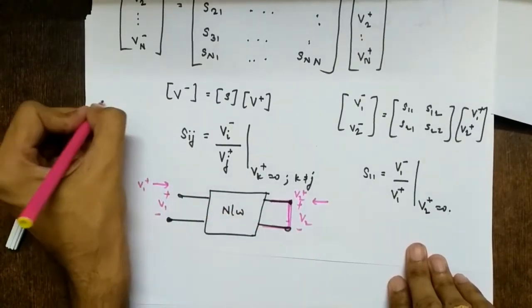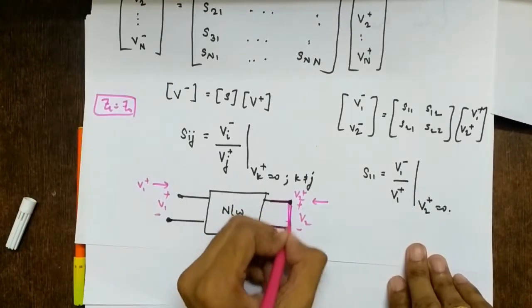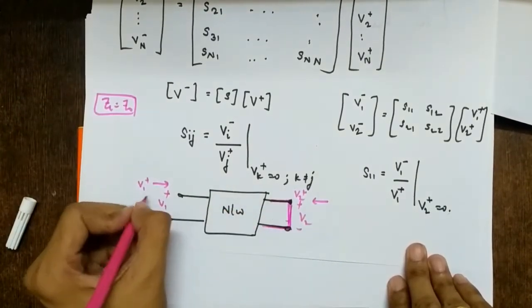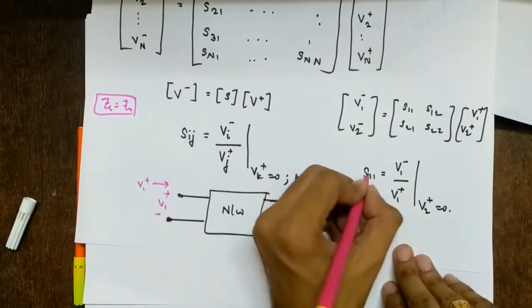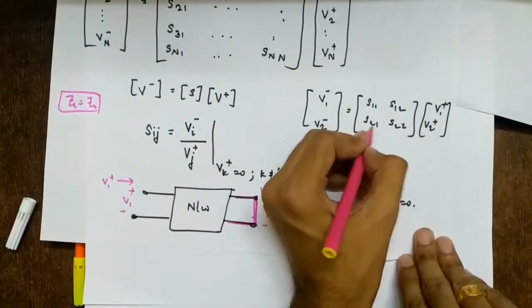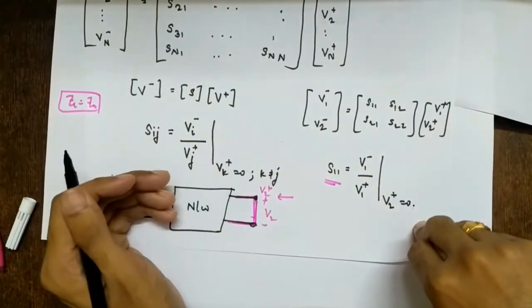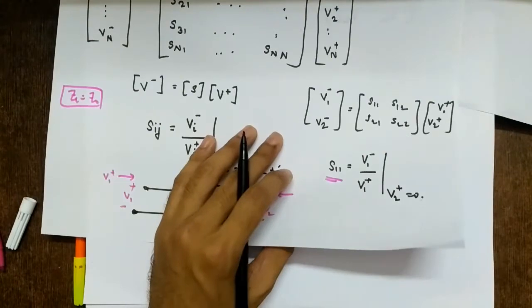I hope you remember what is matched: ZL equal to Z dot. I will not go into those details; we have discussed this a lot in previous courses. So when this is matched, then only S11 is defined. That is the definition of this. Similarly, we can see for S12, S21 and S22. So this is about the scattering matrix.